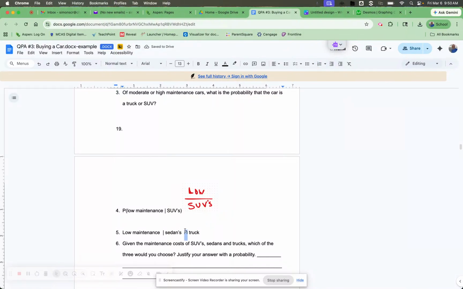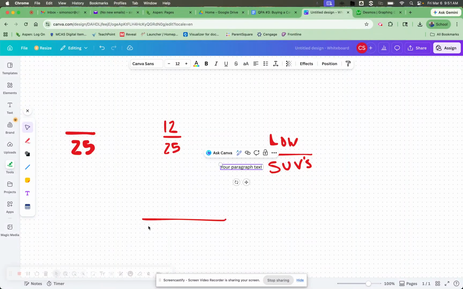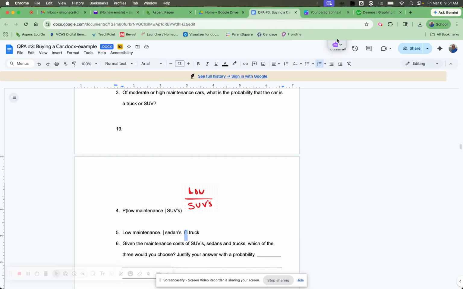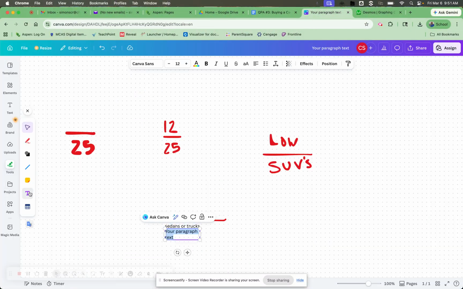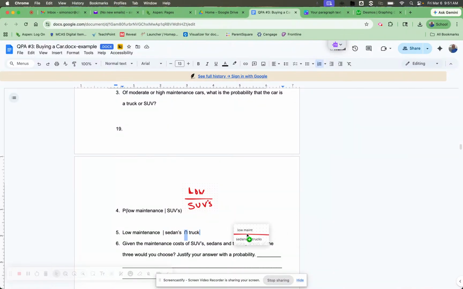And then don't forget this symbol includes both. So it would be sedans or trucks. So my numerator would be sedans or trucks. So how many can we include in both those groups? And my numerator would be low maintenance. So my fraction should start with that.